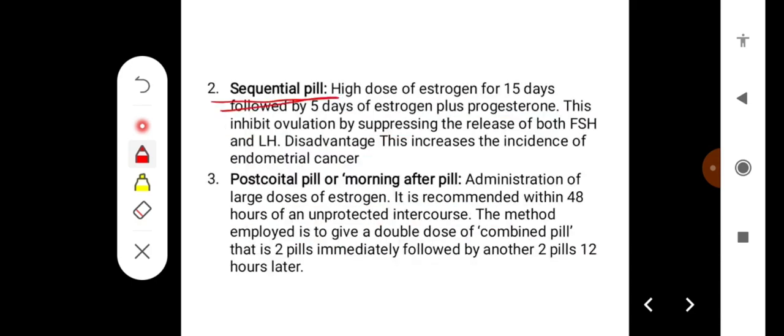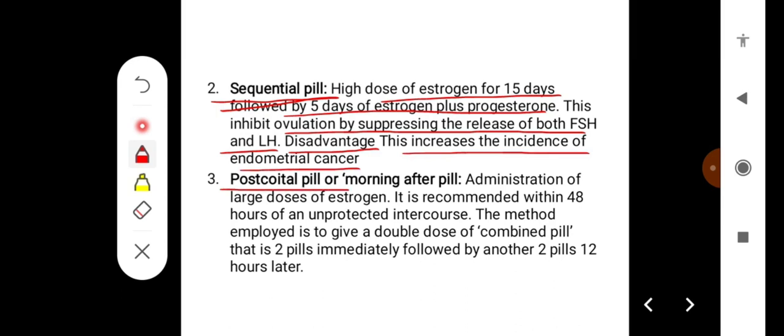Sequential pill: high dose of estrogen for 15 days followed by 5 days of estrogen plus progesterone. This inhibits ovulation by suppressing the release of both FSH and LH. A disadvantage of the sequential pill is that it increases the incidence of endometrial cancer. The third type of pill is the postcoital pill or morning after pill. Administration of large doses of estrogen is recommended within 48 hours of unprotected intercourse.